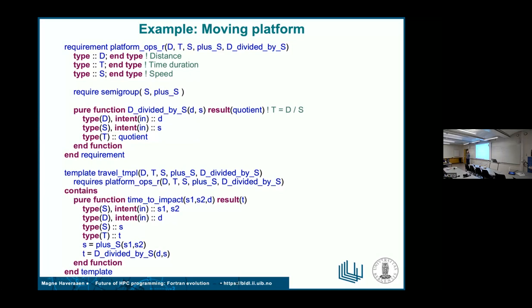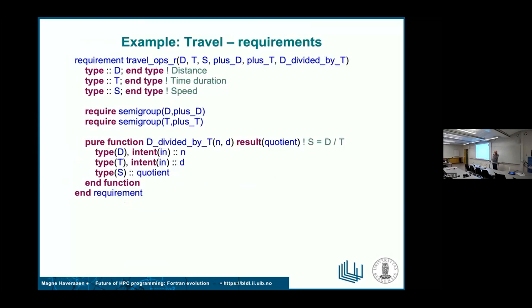And these things are not cast in stone. I come up with them as I need them. And here I don't need to write the large explicit declaration because I can reuse something that I assume is in the library, because semi-group is something that is around and very often used. So this was travel, and now we'll shorten this one. So we have semi group on D and semi group on T, and then our T divided by T to give me the speed. So this summarized the travel versus the moving platform.